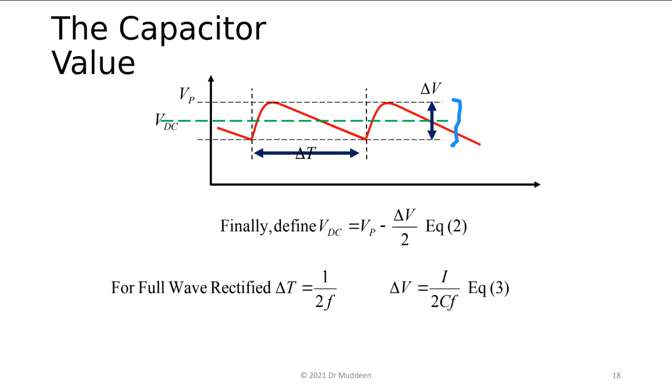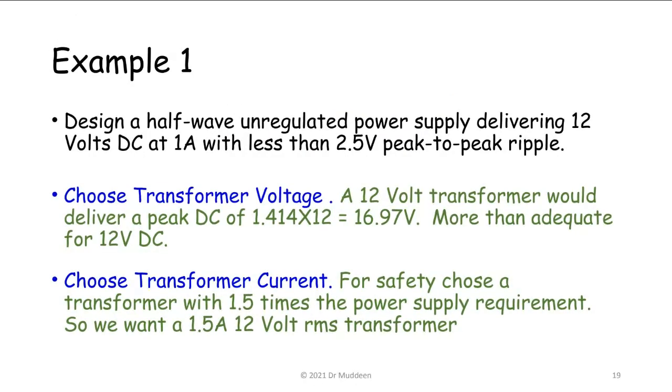Okay? So if that's the case, we are now in a position to do a simple design. Without getting complex at this point, design a half wave unregulated supply delivering 12 volts DC at 1 amp and with less than 2.5 volts peak to peak ripple. So here we'll see some of the practical things that you have to think about.